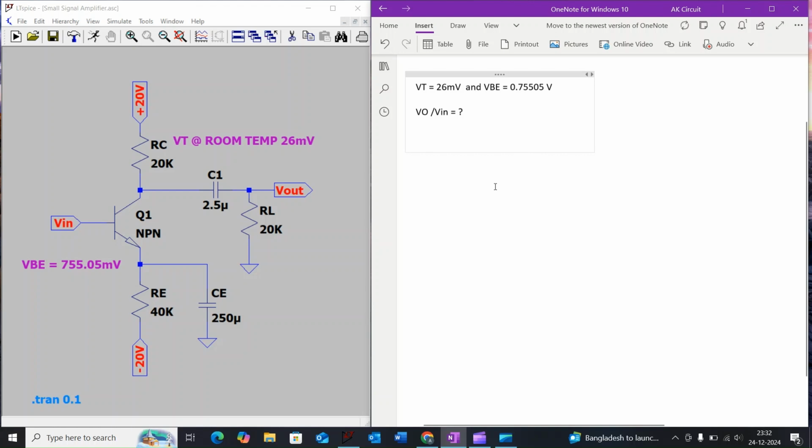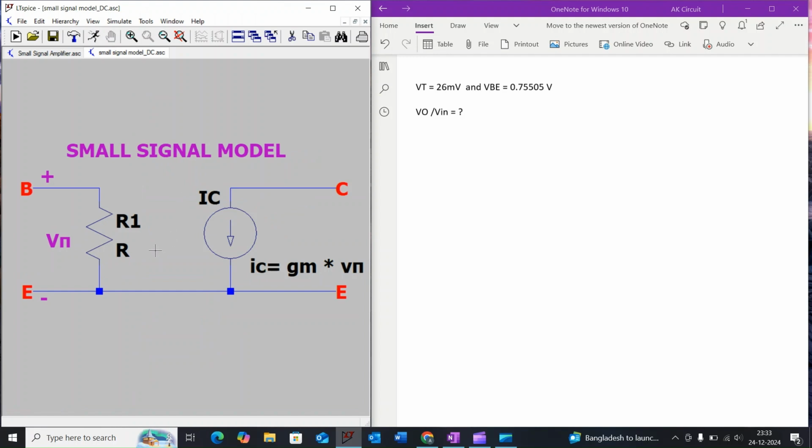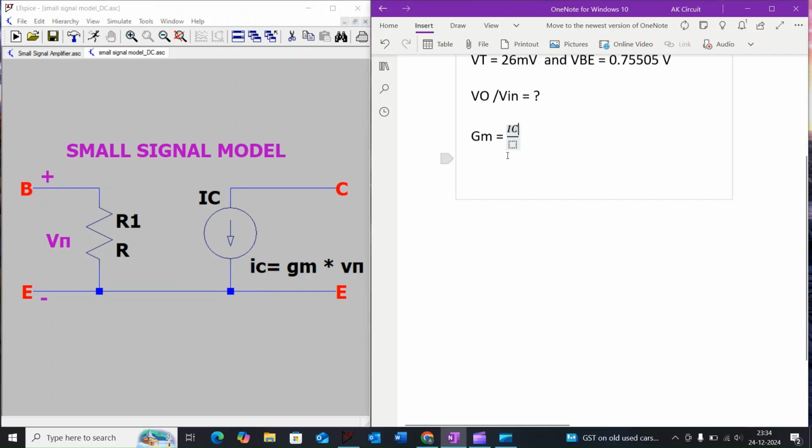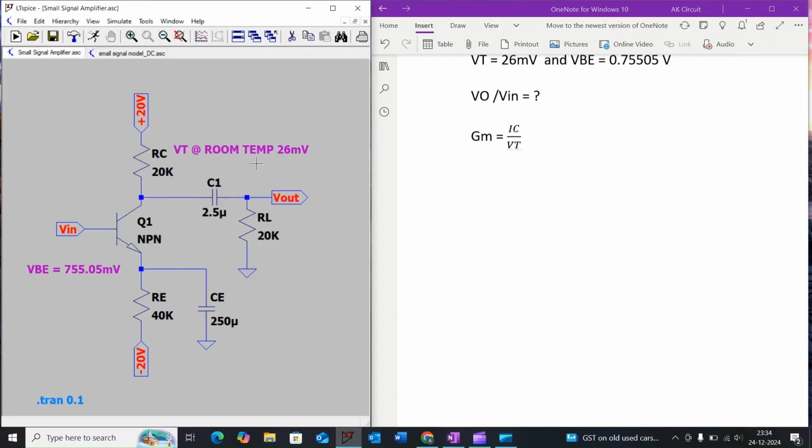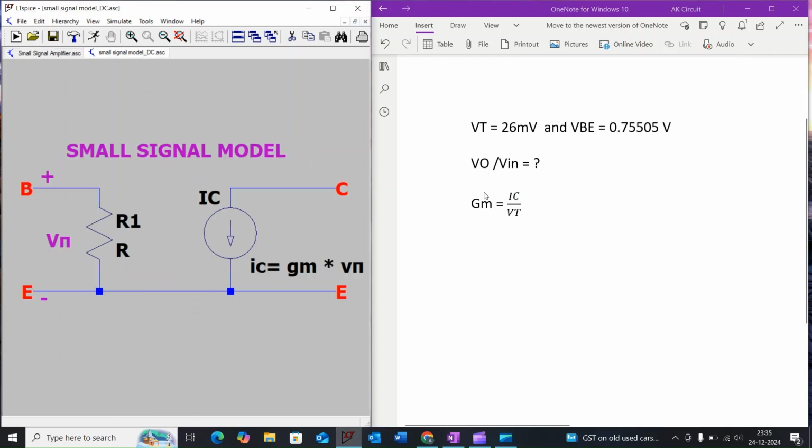To find the voltage gain, we have to find the small signal equivalent circuit of the amplifier. So we need to replace it by the small signal model. This is a small signal model of the amplifier circuit. In this model, initially we have to find the transconductance. The transconductance for the bipolar transistor can be expressed as Gm is equal to Ic divided by Vt. And we know that thermal voltage of the transistor at room temperature will be 26 millivolt. So as per this equation, we need to find the collector current IC.